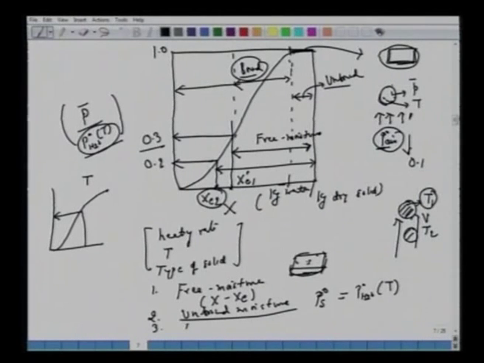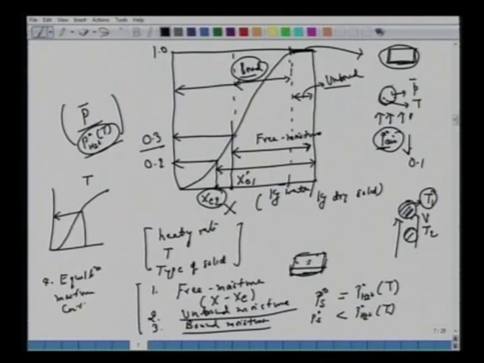And third, we are talking of bound moisture. When we say bound moisture, the vapor pressure at the solid surface is now smaller than the vapor pressure of pure water. Of course, we have talked of equilibrium moisture content, Xe. So we'll come back to this again.